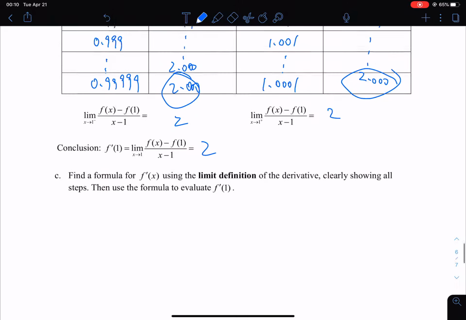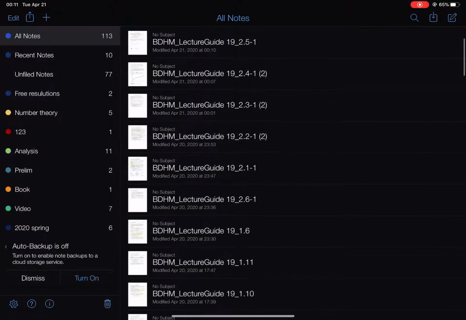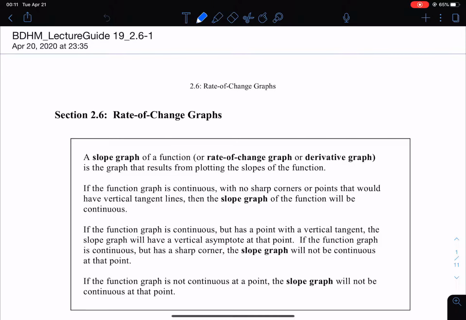And the last one is the limit definition. This one is very similar, so make sure you know how to get this one. This one is similar to example 2. Alright, next section, the last section, 2.6: rate of change graph.